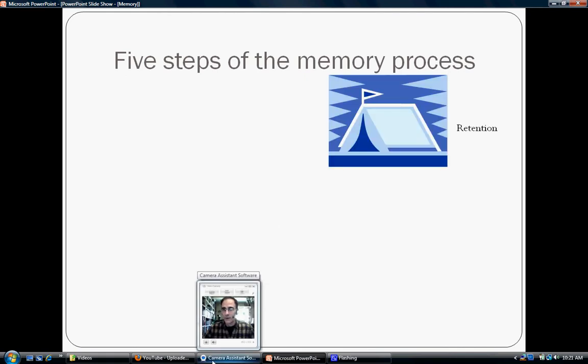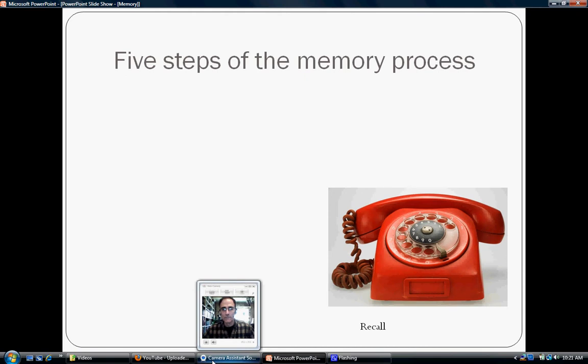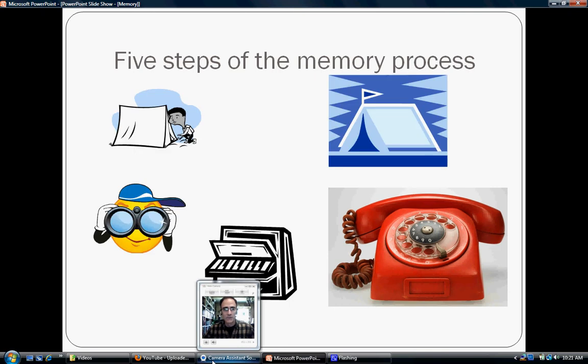And the next step of the memory process is retention. It's the part of the memory process where you hold that memory in your brain. You keep it in there to retain, to store, to keep that memory in your brain. And the final step is to recall it, to get it back out of your brain. This is the part of the memory process that you're actually tested over. If come time for the exam, you can't recall that information, then you don't remember that information. These are the 5 steps of the memory process: intention, observation, organization, retention, and recall.